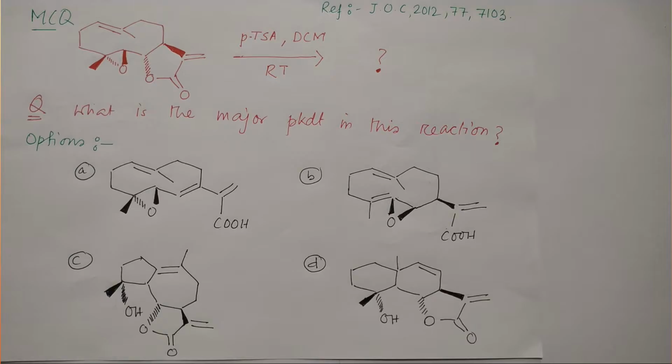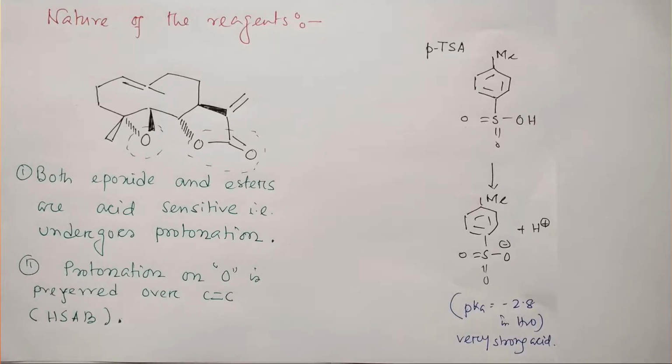Before going to discuss, we should learn about the nature of the reagent. In this case there are two reagents. One is p-TSA, p-toluenesulfonic acid. What is the role of this reagent? This is simply an acid. You can consider it an organic analog of sulfuric acid. So it's a very strong acid.